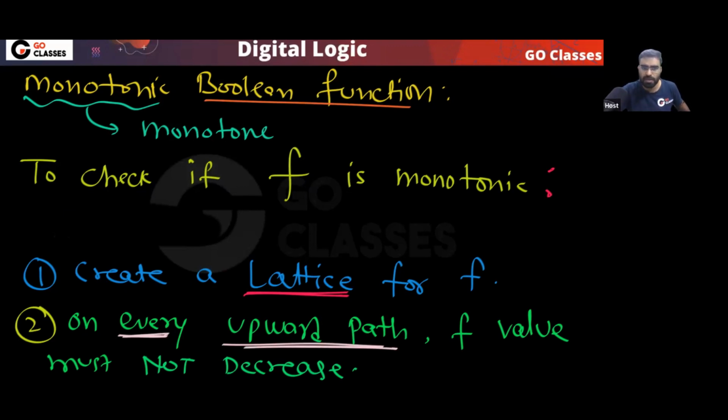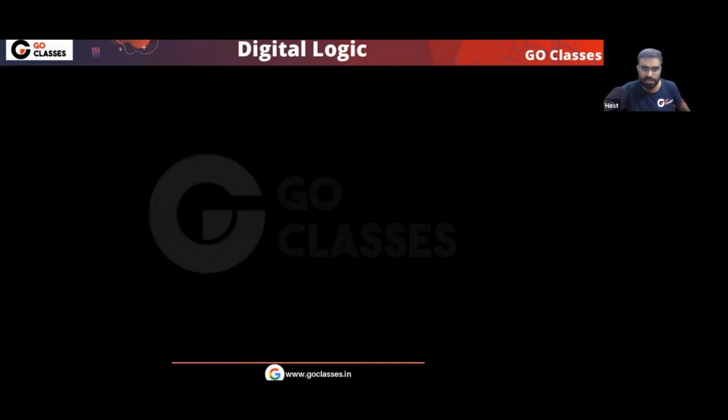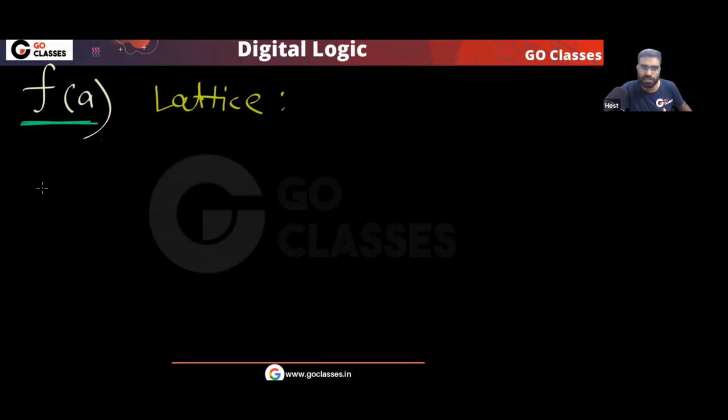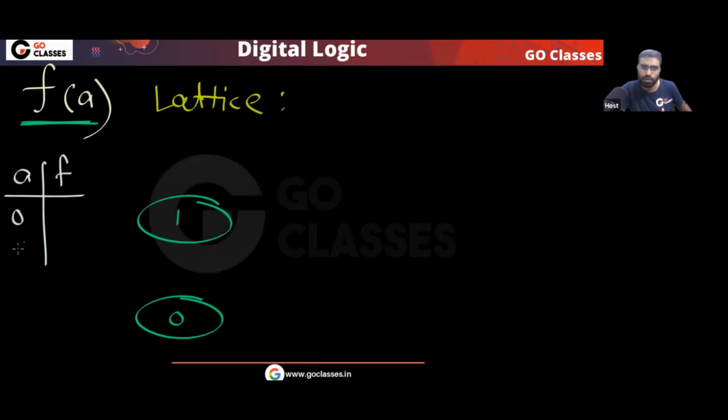Let's start with a single variable function. For this, which lattice will you create? If you have a single variable function, then only this lattice you will get. The input combination can be this, or it can be this. Then what can you do? Only this input you can increase, by changing the single input from 0 to 1.